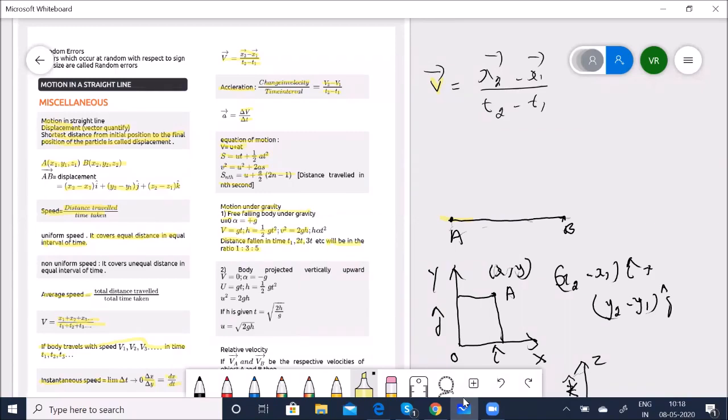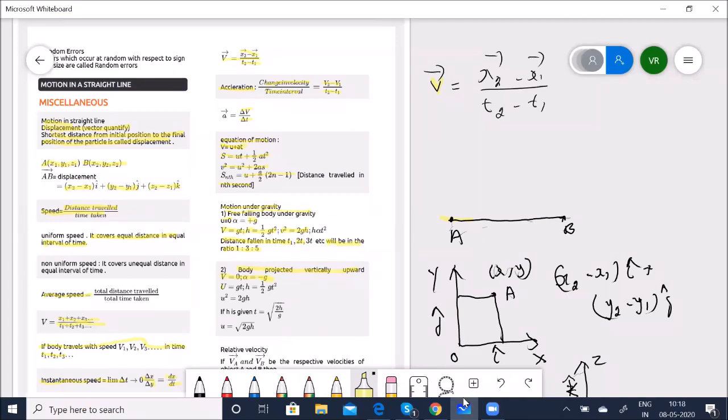So this is the case when the object is under the influence of gravity, or when it is falling freely. What is the case when the object is projected upwards? In that case, v is equal to 0, and a is equal to minus g. Remember, when the object is falling down, it is plus g. When the object is projected up, it is minus g. It is going against gravity, so we take it as minus g.